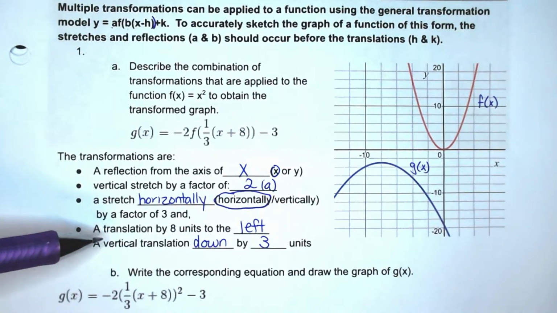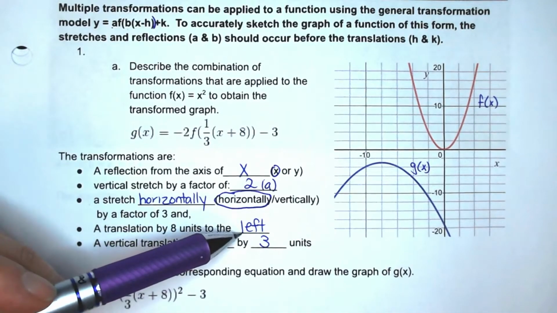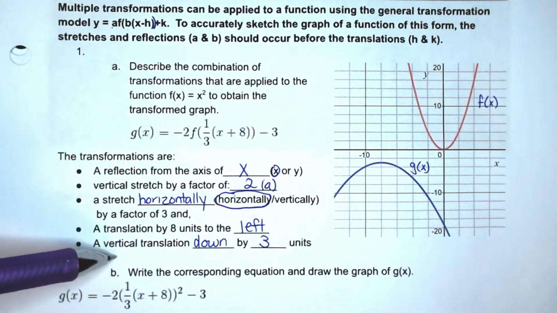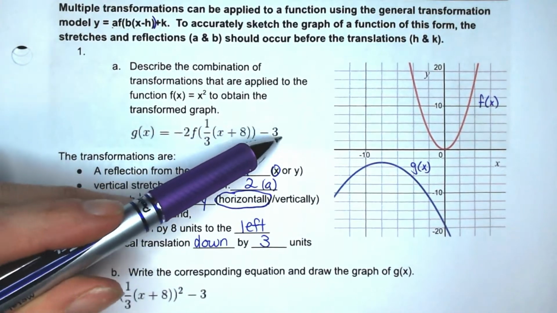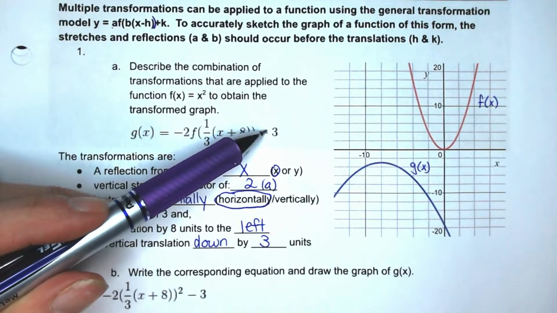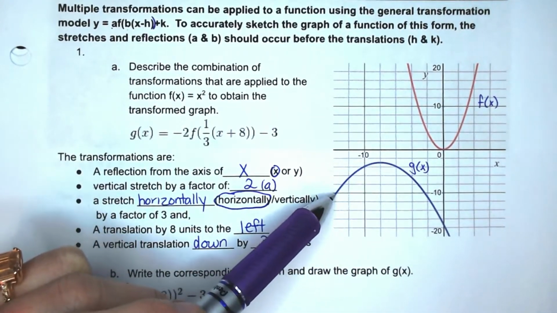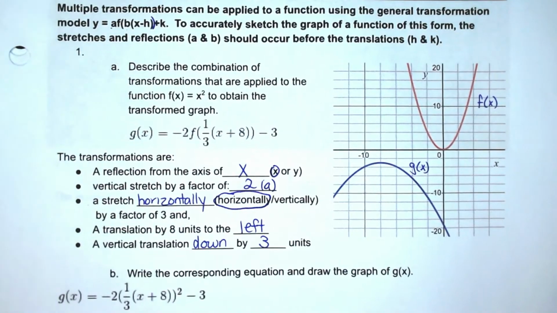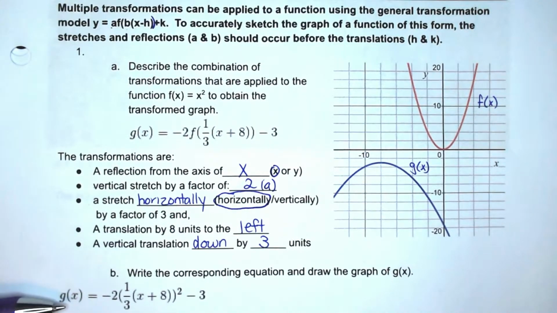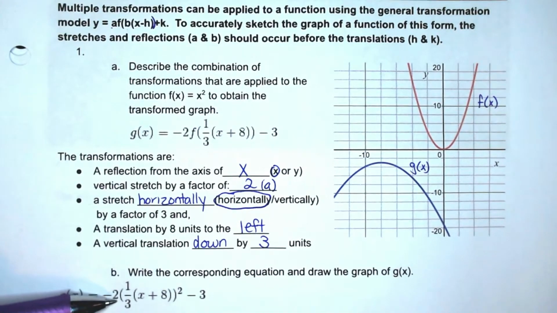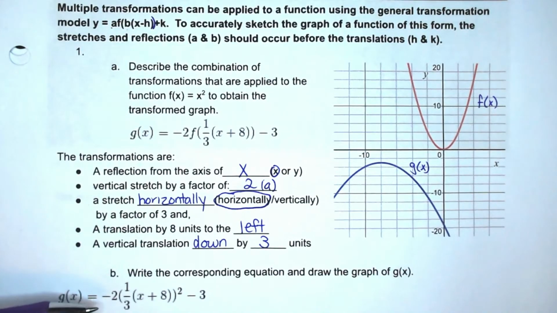So we move it 8 units to the left. Here's our h value for horizontal movement, and a vertical translation down by 3 units. Now the resulting graph that you end up getting looks like this, g of x. It continues off the graph, but of course it's a parabola. It goes on indefinitely. And when we write out the corresponding equation for that, all we've done is just take the f out of there and write down all the changes that we're making to that original function.